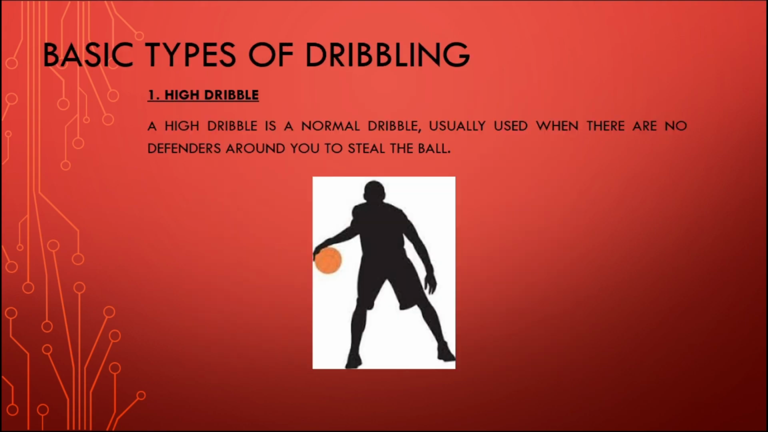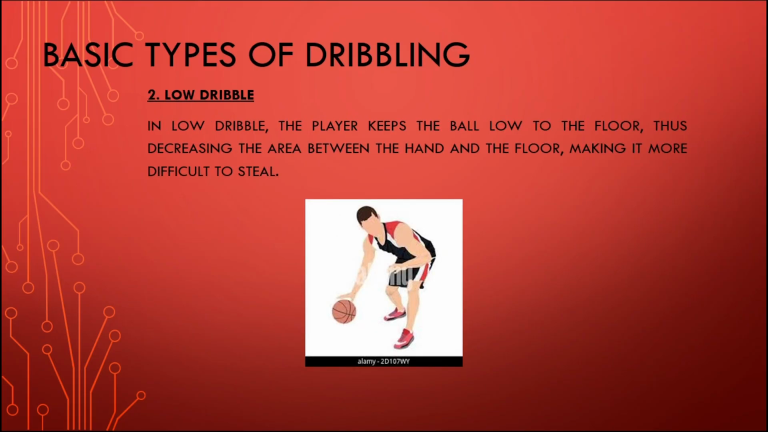Of course, we move on to the basic types of dribbling. First is the high dribble. A high dribble is a normal dribble usually used when there are no defenders around you to steal the ball. Then, opposite of the high dribble is the low dribble. In low dribble, the player keeps the ball low to the floor, thus decreasing the area between the hand and the floor, making it more difficult to steal.